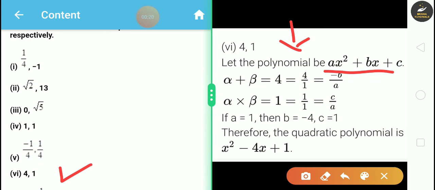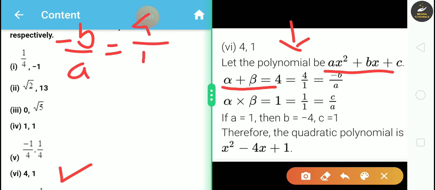It is given that alpha plus beta is equal to 4. It means minus b upon a is equal to 4, and we can write it with the denominator as 4 upon 1, and the product of zeros, that is alpha into beta, is 1. So we can write c upon a is equal to 1, which means 1 upon 1. Now in both cases the denominators are the same, therefore we can write a is equal to 1.